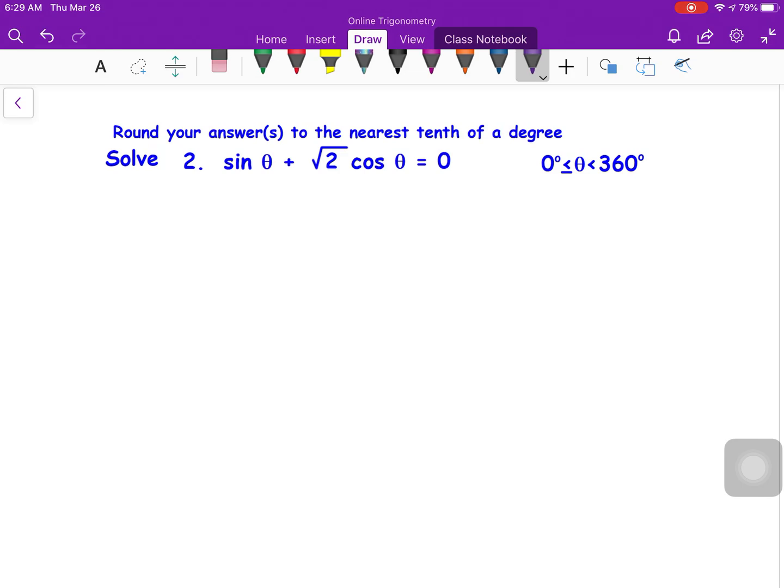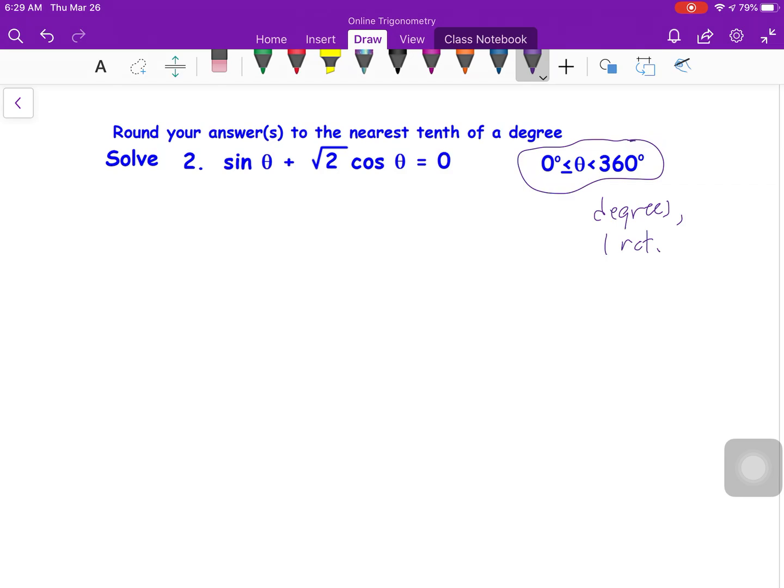Now, the second example, you can see that we're in degrees this time. We're still one rotation. It does tell us we're going to be rounding to the nearest tenth of a degree, so that usually indicates to you that it's not going to be a reference angle, 30, 45, or 60, and it's not going to be quadrantal. It's going to be one where we're going to have to use an inverse trig function. Now, we've done that before, so that's not what's new here. What is new is we have two different trig functions.